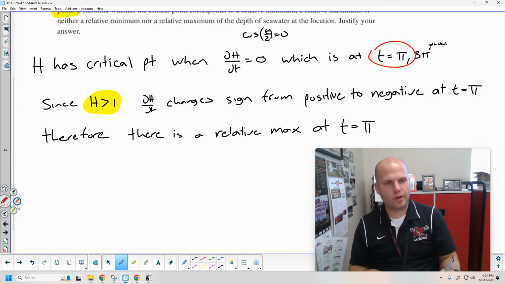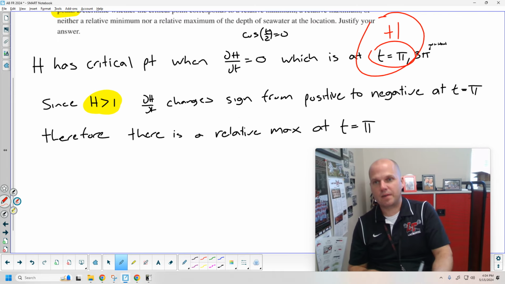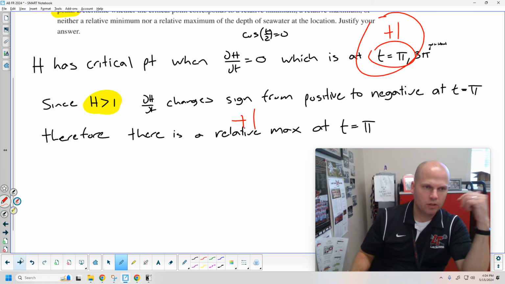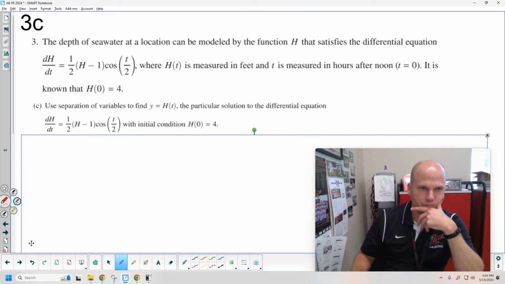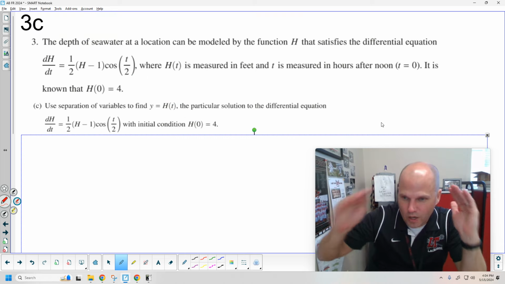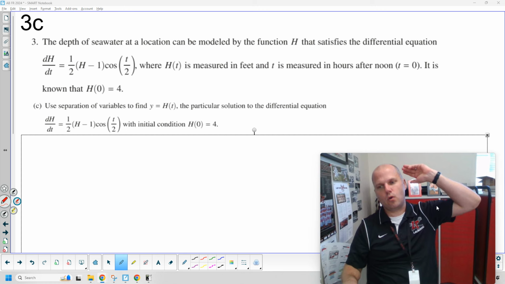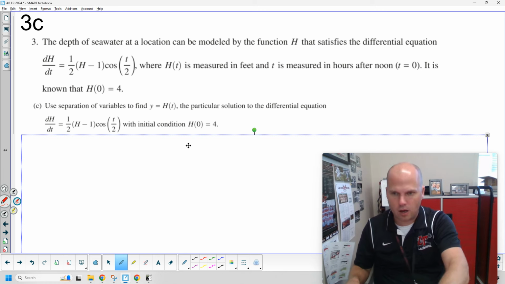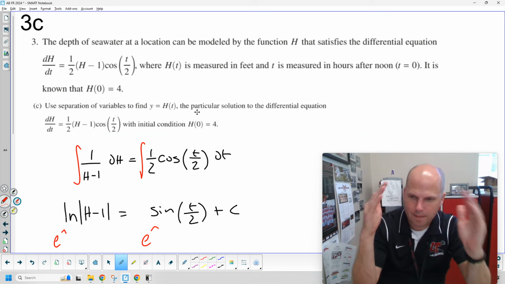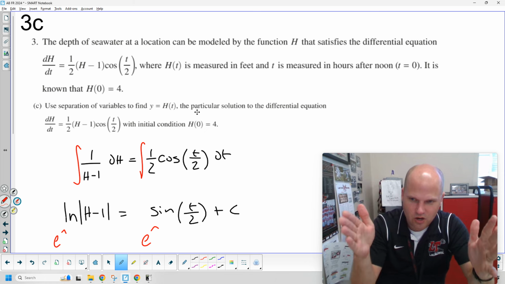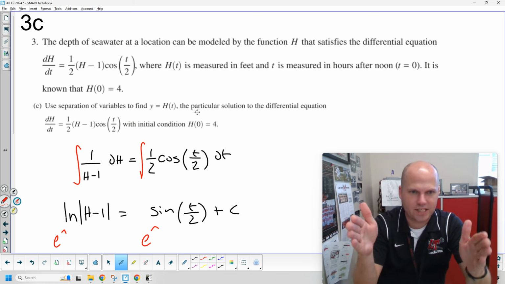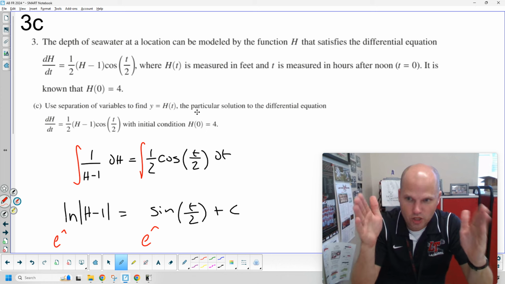I bet you get a point for identifying pi. I'd give you a point for relative max with justification. So we're at 3, which means this question's worth 5 points. And holy cow, if you did not know what to do with this question, I'm disappointed in you. We had this on our quiz. We had this on our test. You should have been prepared for this.